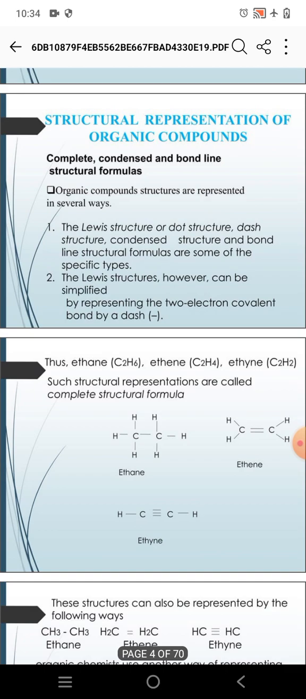Structural representation of organic compounds. Complete, condensed and bond line structural formulas. Organic compound structures are represented in several ways. The Lewis structure, dot structure, dash structure, condensed structure and bond line structure formulas are some of the specific types. The Lewis structures, however, can be simplified by representing the two electron covalent bond by a dash.